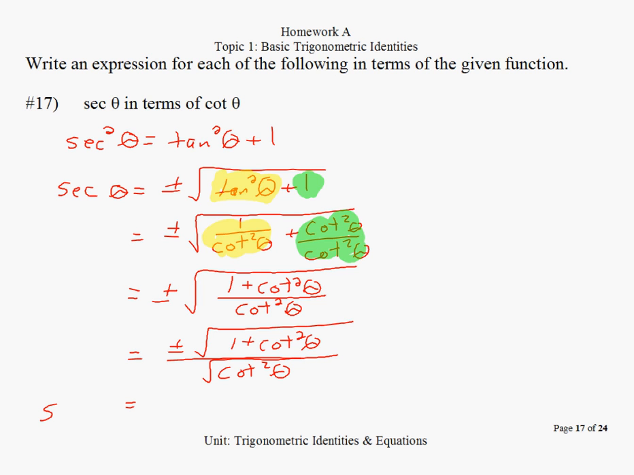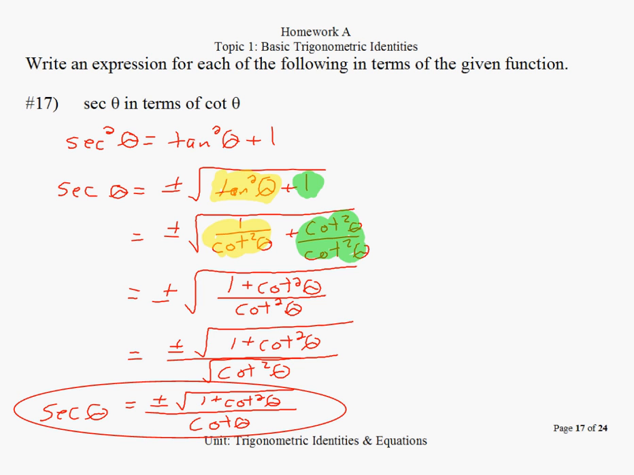You can square root the top and square root the bottom separately. The top is not a perfect square. It stays the same. The bottom is a perfect square. Its square root is cotangent. So we finished the problem. We got secant by itself. And on the right side, the only trig function we're using is cotangent.